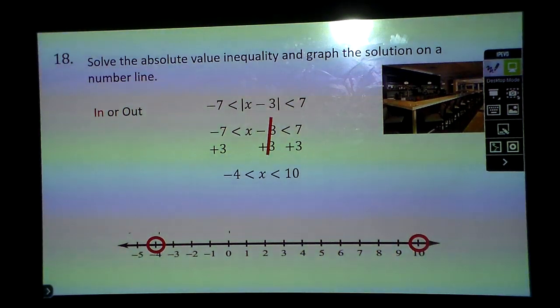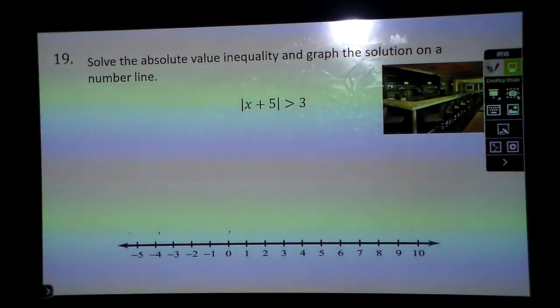And I put these as open circles because there are no bars, so it's not equal to, and we determined that we're looking for values that are inside. All right, I like to do it that way. I think that's the easiest way to understand it. Looking for values smaller than 7, but that means they have to be larger than negative 7 to be smaller than 7. Which when shifted by the 3 makes the answers negative 4 and 10.